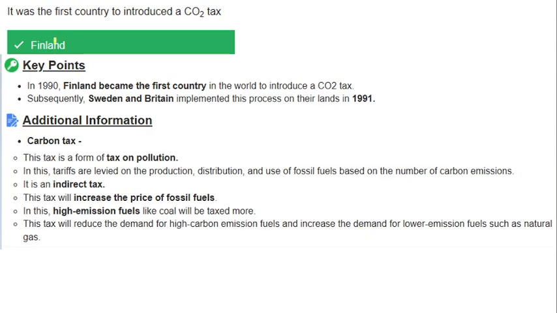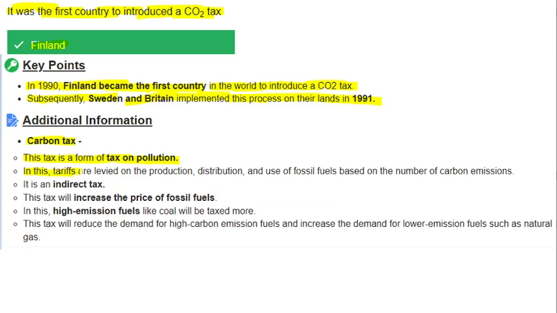Next. Which was the first country to introduce a carbon dioxide tax? Finland. In 1990, Finland became the first country in the world to introduce a CO2 tax, carbon dioxide tax. Subsequently, Sweden and Britain implemented this process on their lands in 1991. Carbon tax. This tax is a form of tax on pollution.